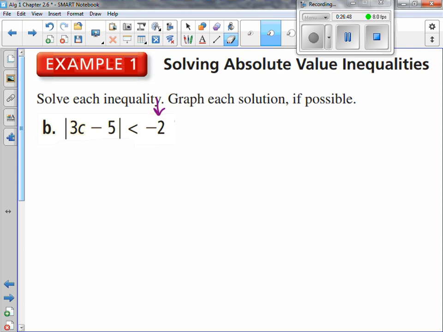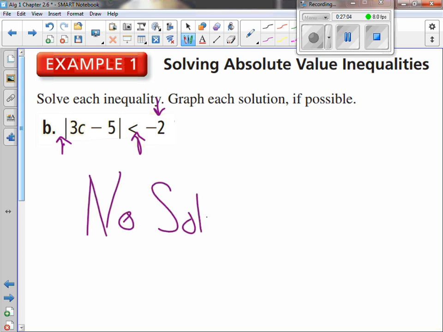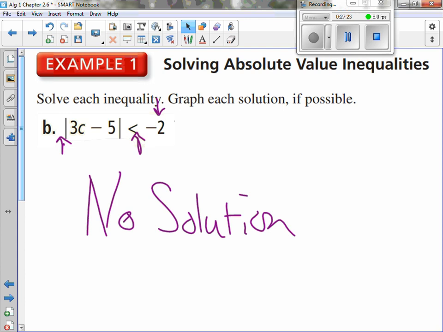So if we get the absolute value by itself, there's nothing being multiplied, nothing being added or subtracted, and it's telling me that it's less than a negative number, this here is no solution. But we have to move everything first. Because if there had been -2 out front, we have to divide both sides by -2. So we have to move everything first. And once we move everything and it's still negative, then it's no solution.